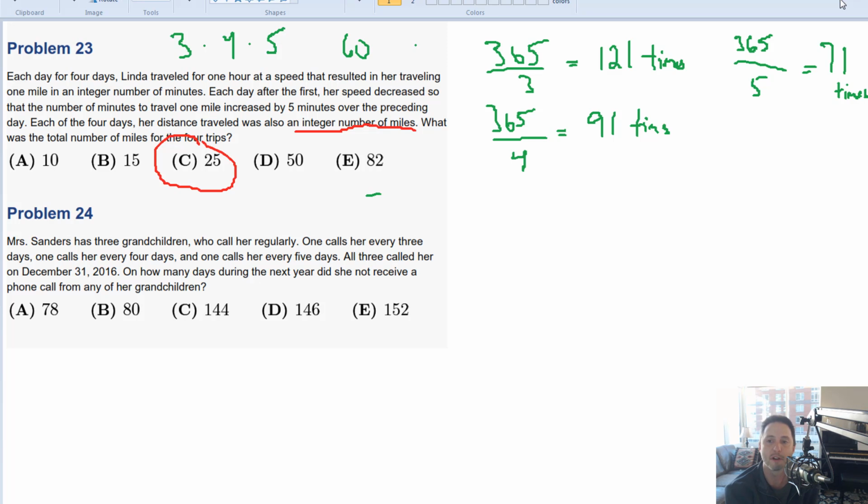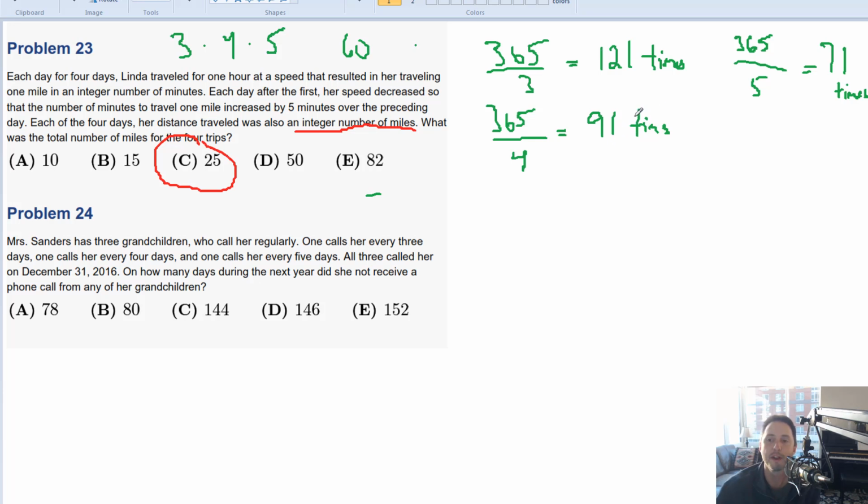Now, there are some problems here because some days more than one grandchild calls, right? So, for example, on the 12th day, both these kids are going to call, right? Because it's a multiple of 3 and a multiple of 4, right? And on the 15th day, grandchild 1 and grandchild 2 are going to call. And on the 20th day, these 2 are going to call. And then I guess on the 60th day, all 3 are going to call.